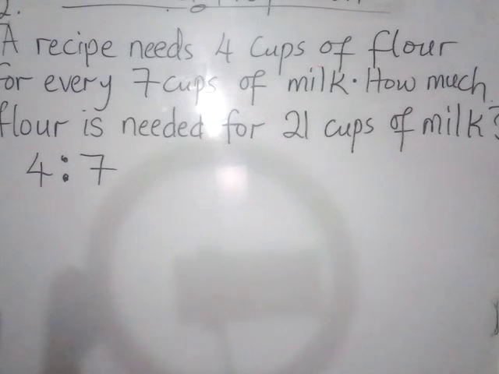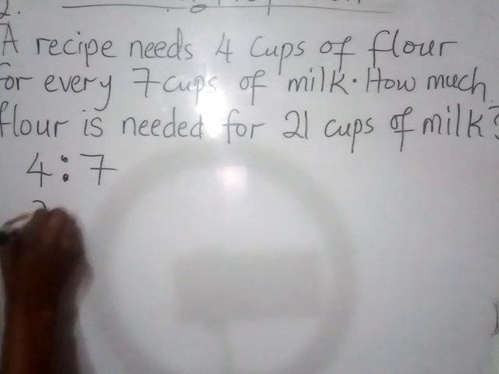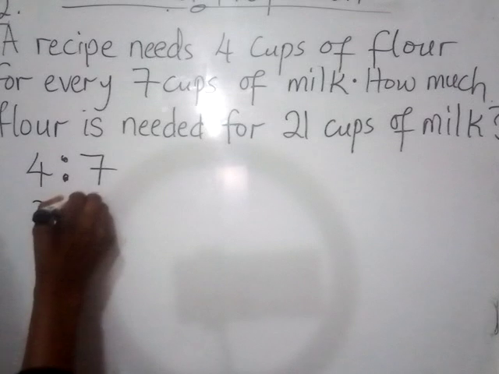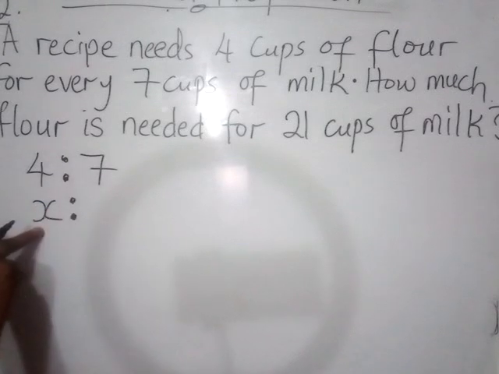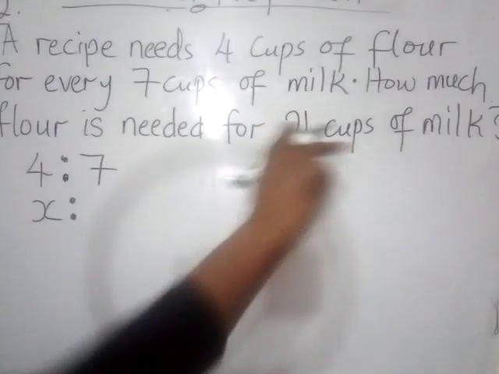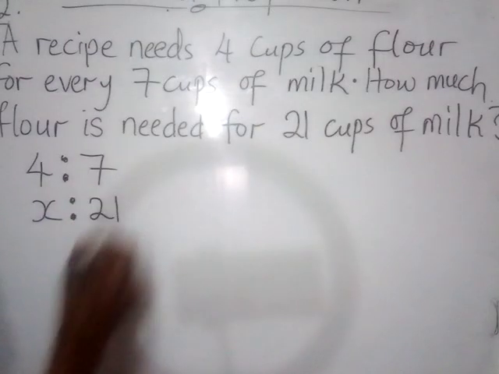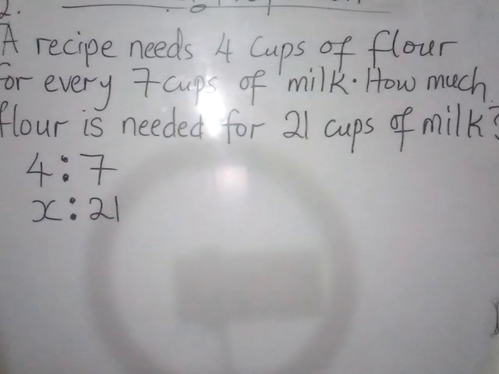Then it says how much flour is needed for 21 cups. Remember, flour is written first. So since this is flour, it's written first. Where we're supposed to have the flour we are looking for, we put x, because we are looking for how much flour is needed for 21 cups of milk. So that's how you write out your ratio.